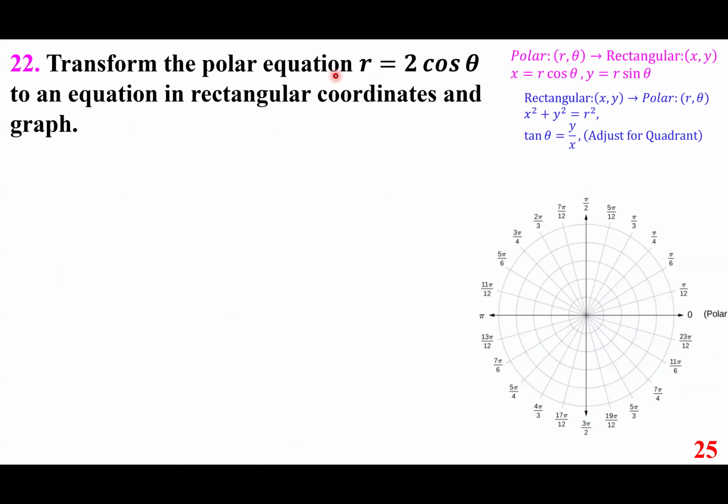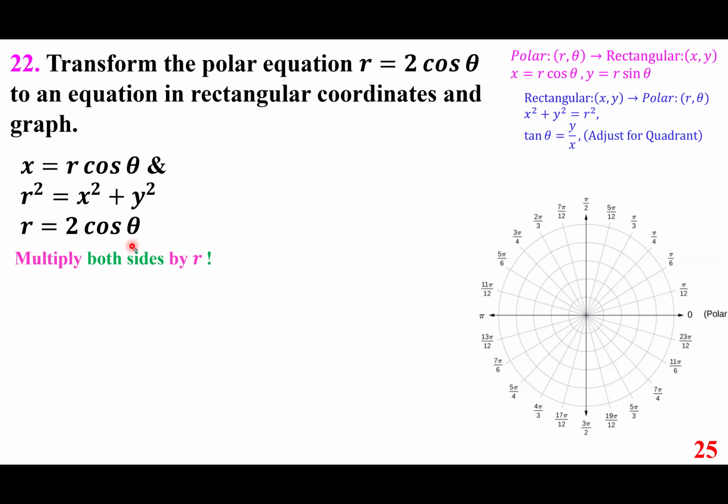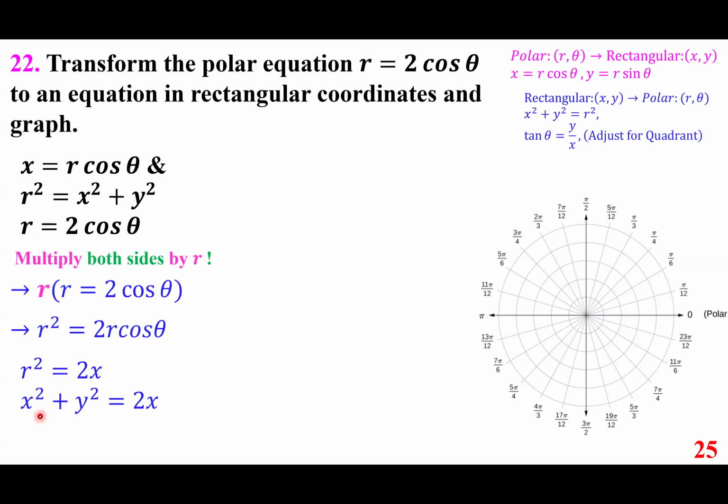Transform the polar equation to an equation in rectangular form. Well, x equals r cosine theta, r squared equals x squared plus y squared, and r equals 2 cosine theta is given. The technique is to multiply by r. We get r squared equals 2r cosine theta. And this is x squared plus y squared. This is 2x. We bring the 2x next to x squared.